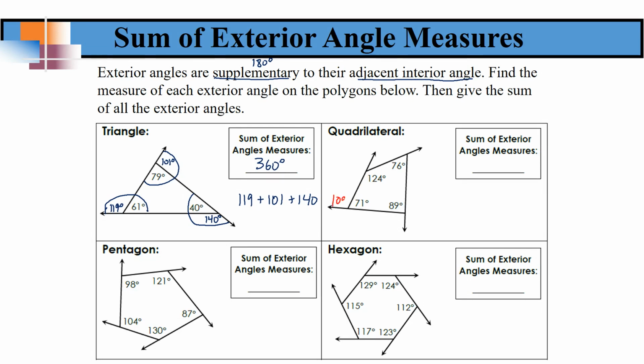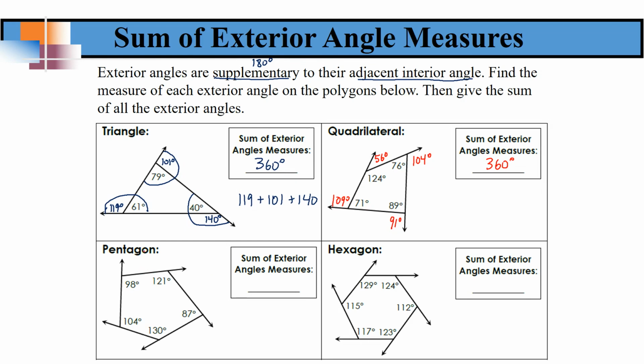This one would be 109. This one right here would be 56 degrees. This one over here would be 104. And this one right here would be 91 degrees. Notice these are called exterior angles because they're along the outside. They're formed by extending one of the edges of our polygon. If we add up all of those numbers, guess what we get? 360 again.